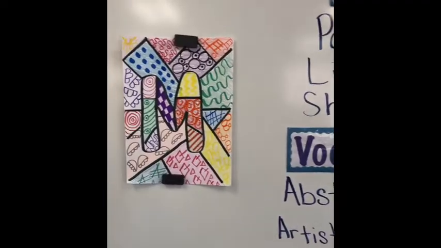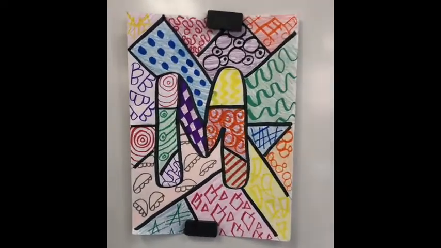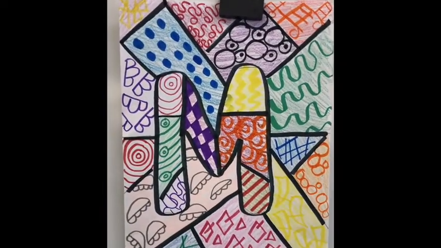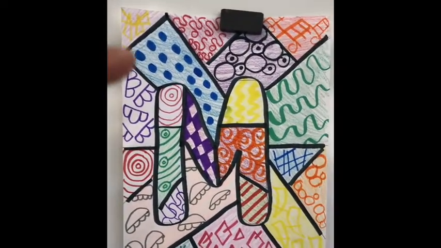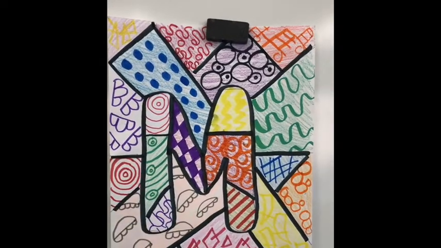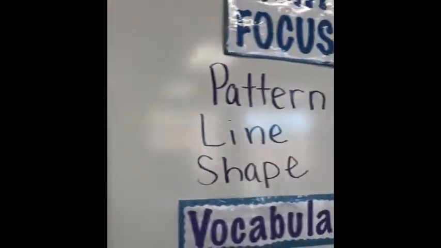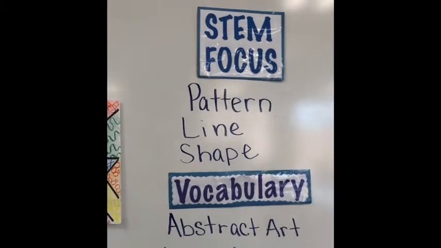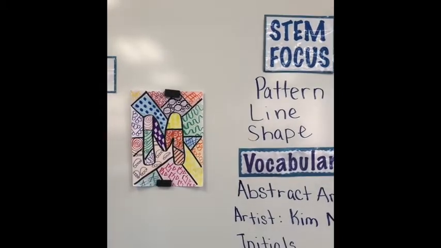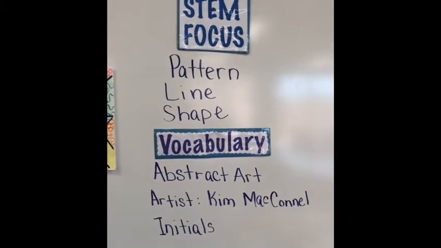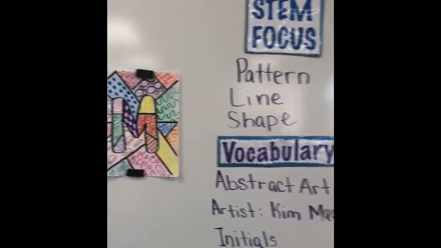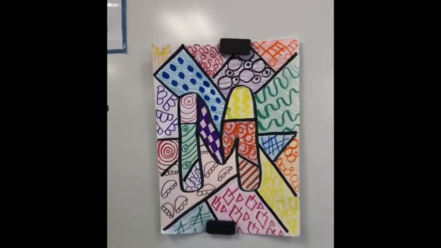So my name is Mrs. Samsel. That starts with an M. It also happens to be Melissa, which starts with an M. So I used the letter M, and then I used my lines and my patterns and my shapes, and I made an abstract design around it. We're going to be inspired by these designs from artist Kim McConnell today. So get your materials and let's get started.